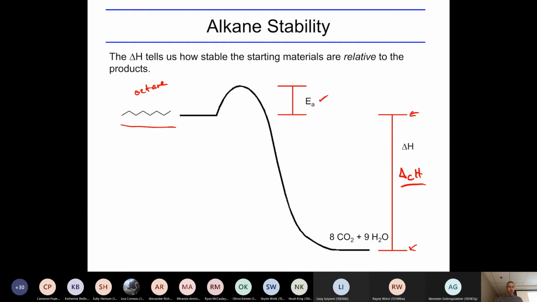So if you were to look at a bunch of isomers of this compound, of octane, what you would see is that different isomers will give off different amounts of energy. And one thing is we can use the amounts of energy they give off to compare what their starting stabilities were.